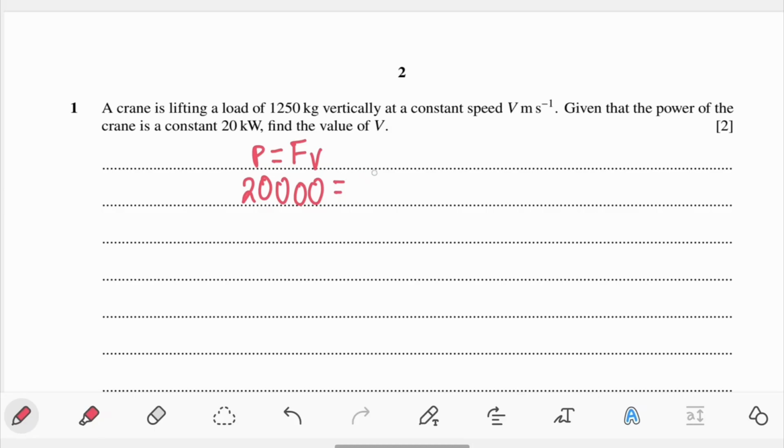And the force is the weight, and weight is equal to mass times gravity. So that would be 1,250 times 10 times the V. So V ends up being 1.6 meters per second.